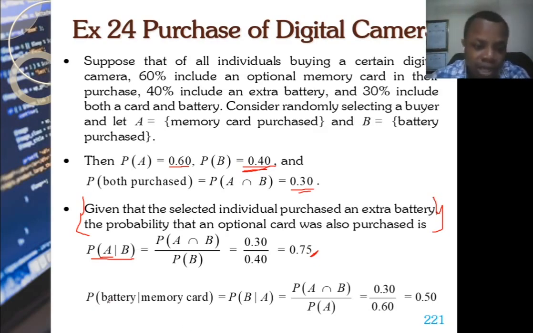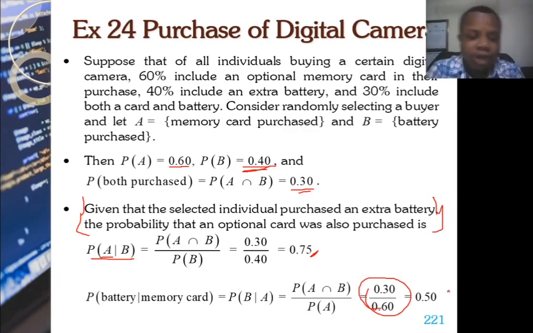Similarly, we could also look at the probability of purchasing a battery, given that he had already purchased a memory card. In this case it will be probability of B given A. We know the probability of A intersection B and have probability of A, which we have as this, which will give us 0.5. So meaning that there's a 50% chance that the individual will purchase a battery, given that he has already purchased a memory card. So this is how this gets to work.